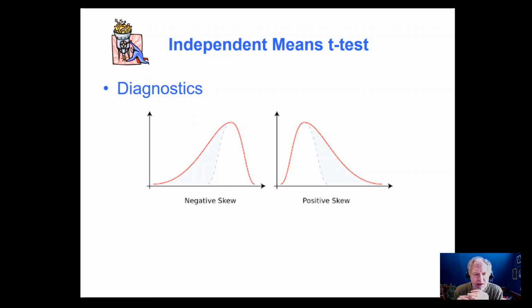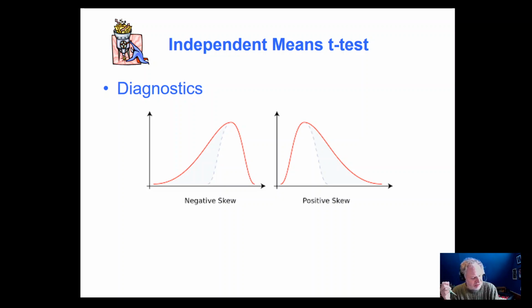Okay, so this is a continuation of our independent means t-test, and we're going to be looking at diagnostics. Because we have two separate, independent groups, we have to ensure that, if the null hypothesis is true, they're essentially drawn from the same population. So therefore, we assume that the variance for the two groups is relatively equal.